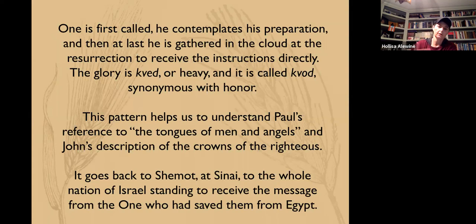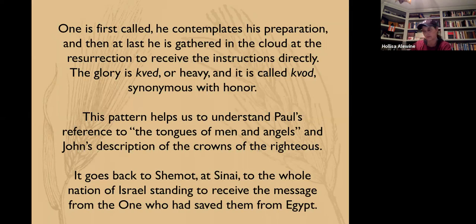So what we're going to see in this pattern is that it helps us to understand what Paul is saying and what the rabbis are saying about the tongues of men and angels. And we'll also take a look at some of the, not just John's, but there's other descriptions of the crowns that the righteous wear. That's embedded in this Torah portion as well.